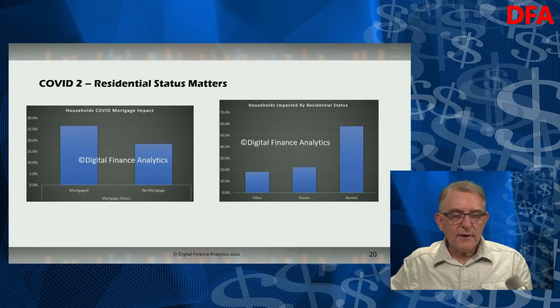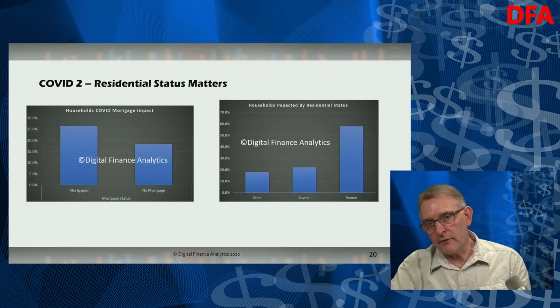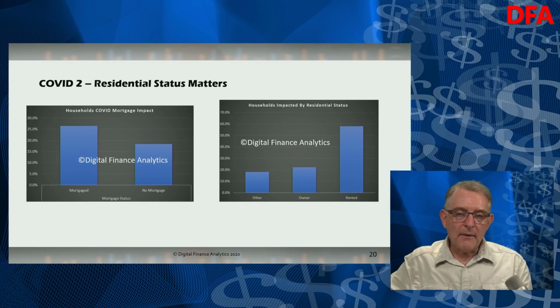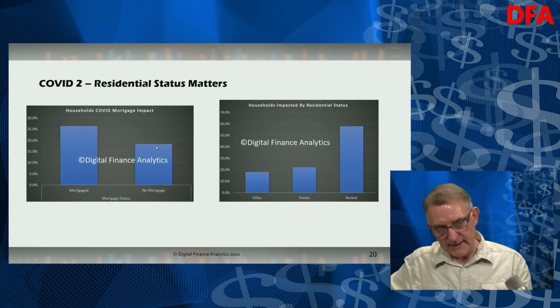Okay, now in terms of the residential status, this is quite interesting. So if you were renting, then you're nearly 60% likely to have a financial impact relating to COVID. If you're a property owner, it's just over 22%. If you're in another status, for example, if you're living with family or friends or whatever, it's a bit lower. But that's quite significant. So we know a lot of renters are really struggling. And for those with mortgages, if you have a mortgage, then you're more than 25% likely to be impacted financially relating to COVID. Whereas if you had no mortgage, it's about 18%. So that's, again, quite an interesting difference.